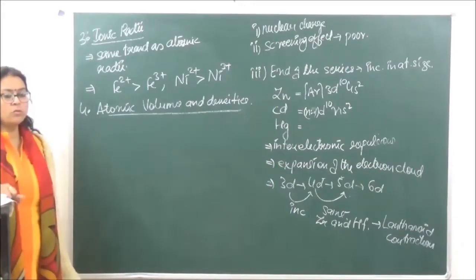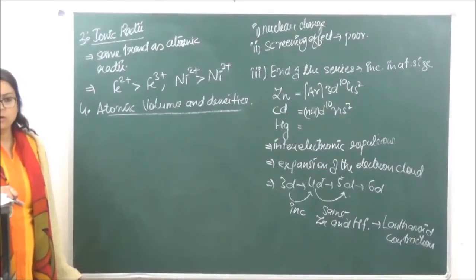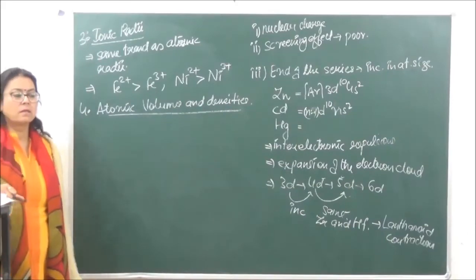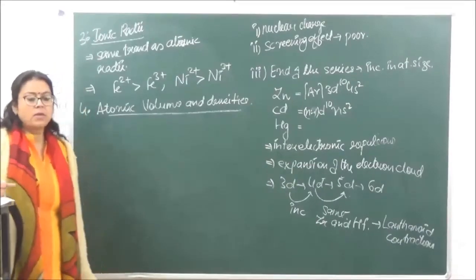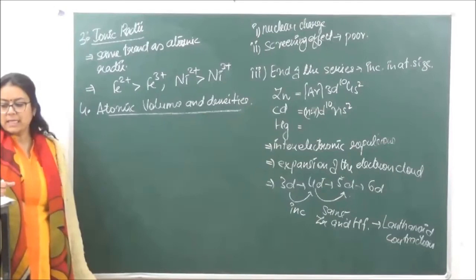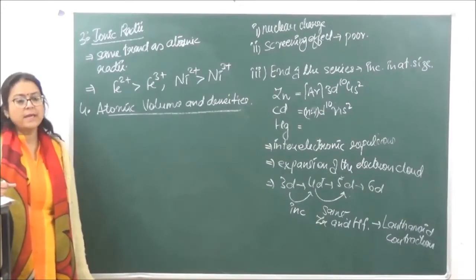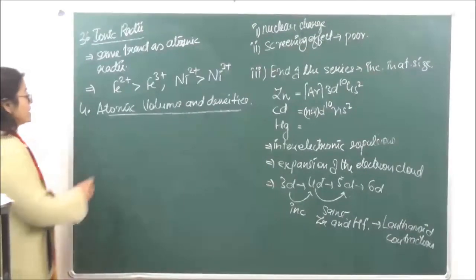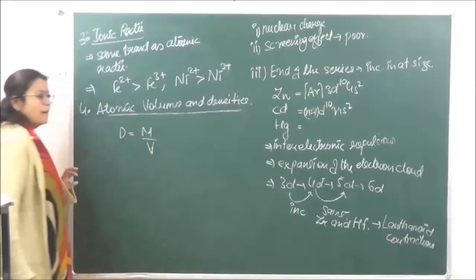Atomic volumes of transition elements are low as compared to group 1 and 2. This is because of screening effect, which results in smaller sizes. Okay? And when we are talking of densities over here, you know that density is equal to mass upon volume.